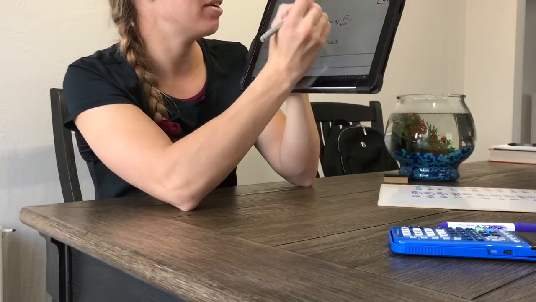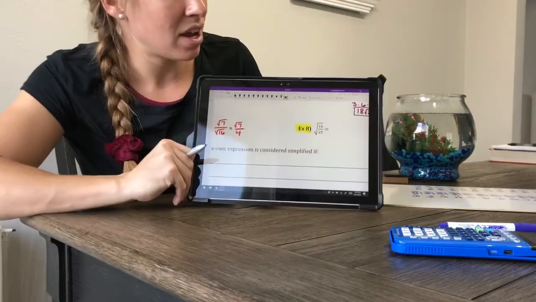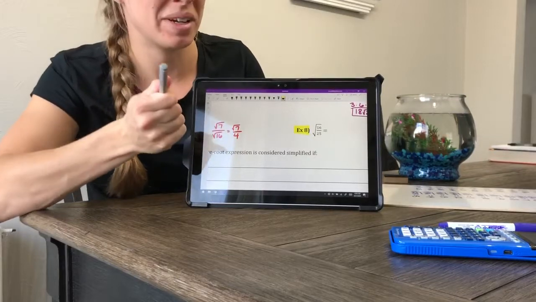I want you to do example 8 on your own. The square root of 16 divided by the square root of 25. That one should be an easier one. Okay.